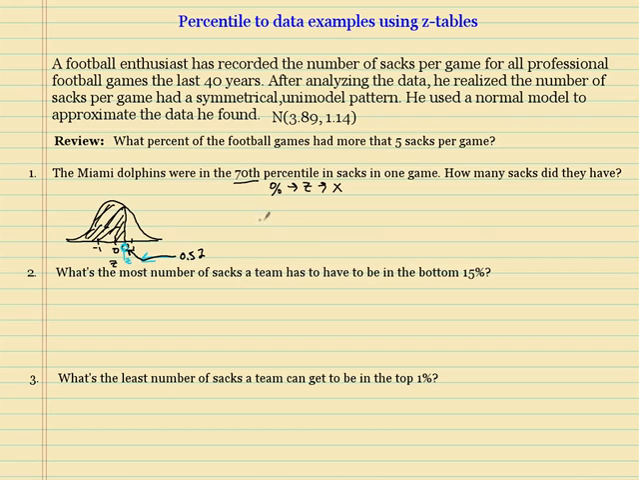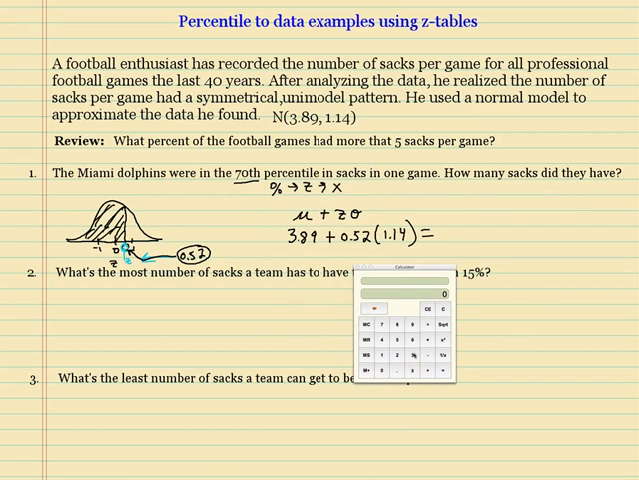Now to change that into an x, we know the formula. If you look back on the last video, it's the mean plus the z-score times the standard deviation. That's how you do it. It's this many standard deviations. How many standard deviations is there? 1.14. So it's almost like half a standard deviation, because 0.5 times something is a half. So we want to do 3.89 plus 0.52 times 1.14.